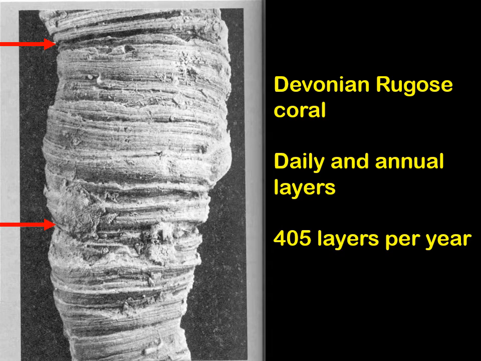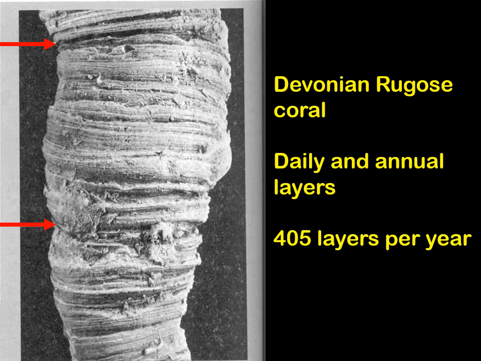During the Devonian period, when we had these massive reefs of both tabulate and rugose corals, we actually find that rugose corals would grow daily and annual growth layers and bands. So when we look at the individual layers, each one of those was produced in roughly a one-day time frame. And then we have major bands that indicate annual growth layers.